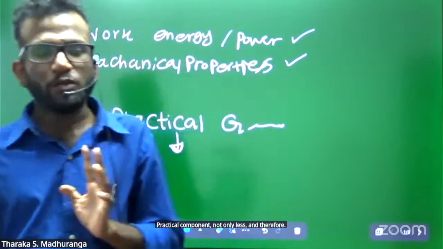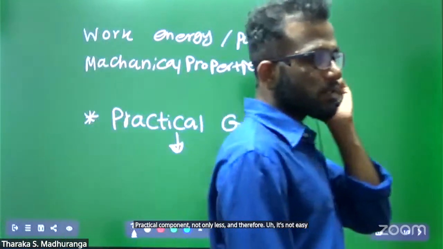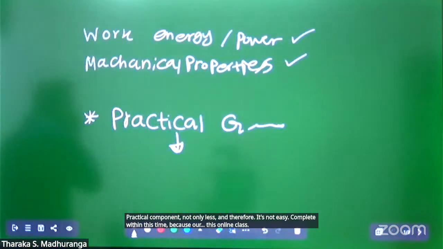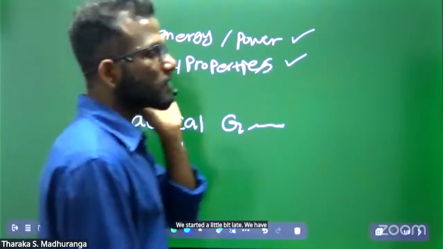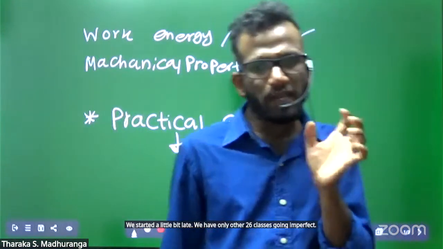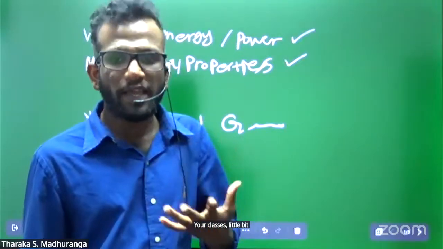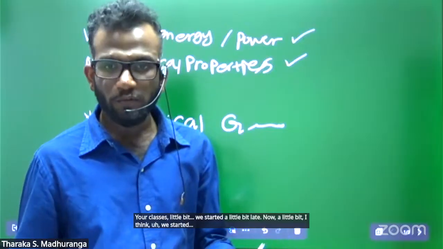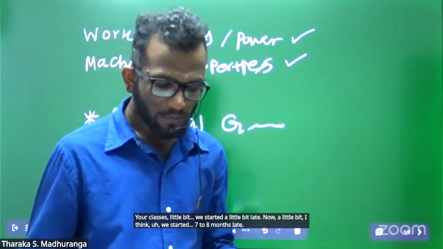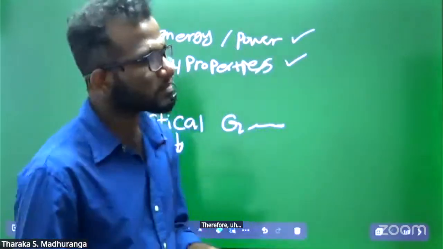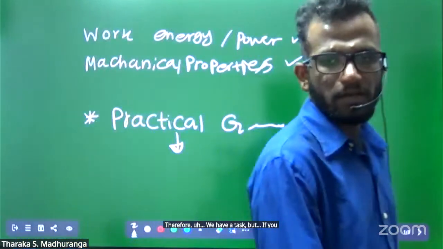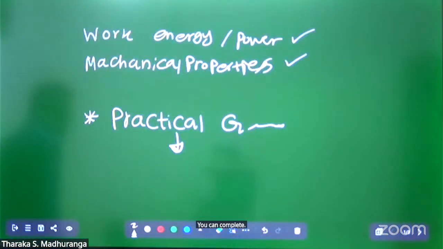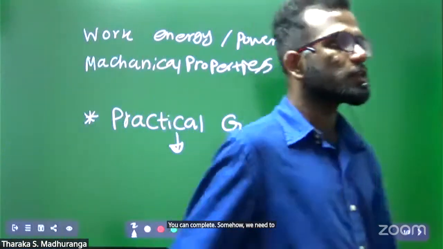Therefore, it's not easy to complete within this time, because this online class we started a little bit late. We have only 26 classes going imperfectly. Not a little bit, I think we started 7 to 8 months late. Therefore, we have a big task, but if you work well, we can complete. Somehow we need to complete 100%.